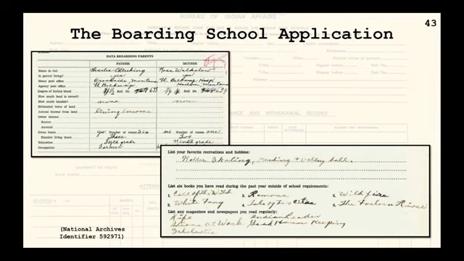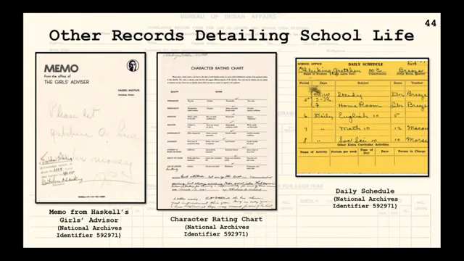Now, next slide, please, slide number 44. Gretchen's entire Haskell student case file is 132 pages, largely because of material like this: memos, evaluations, schedules.